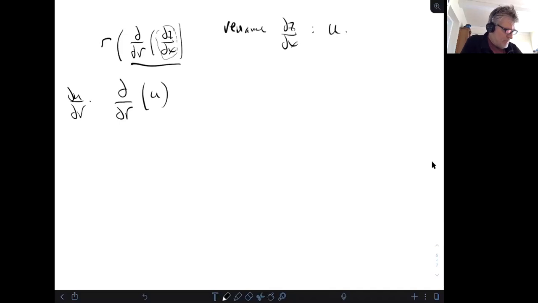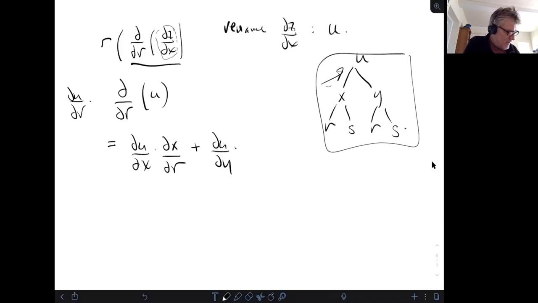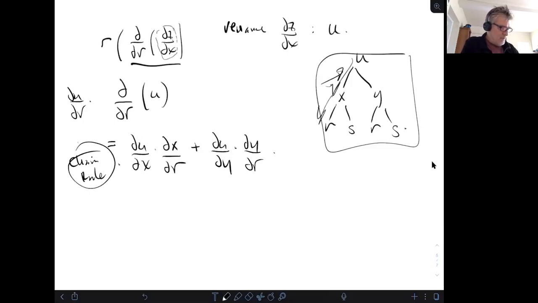Okay, so what does the chain rule say? I have u a function of x and y, and these are functions of r and s. So if you apply the chain rule to this, it says partial derivative of u with respect to x times del x del r plus del u del y times del y del r. So this is just the chain rule. Okay? So del u del x del x del r plus del u del y del y del r.